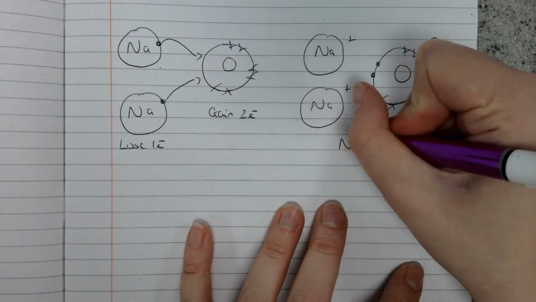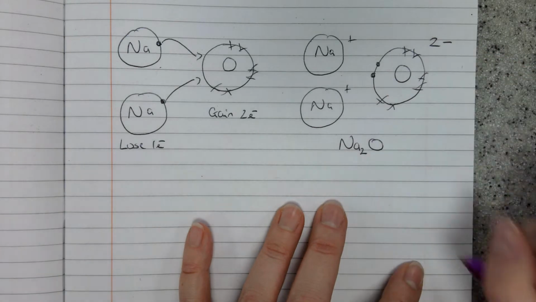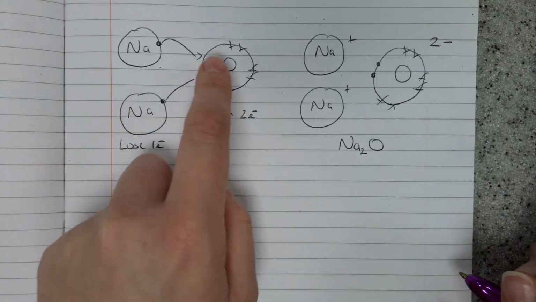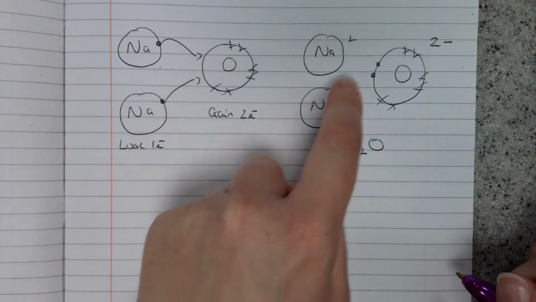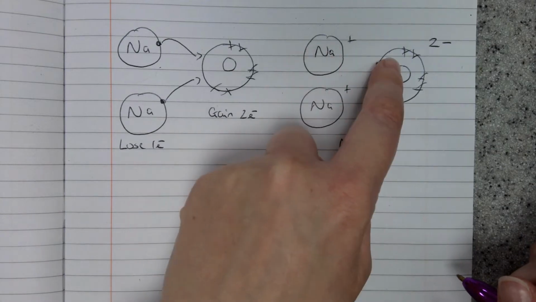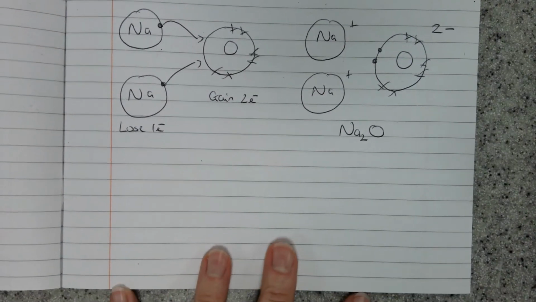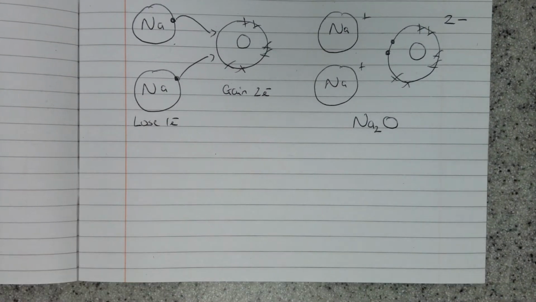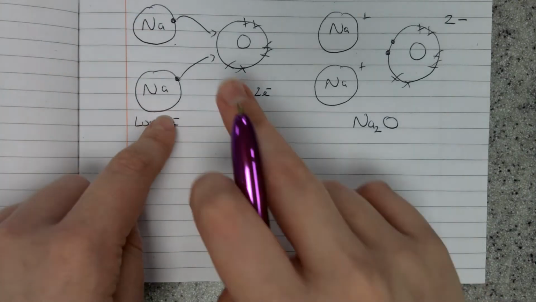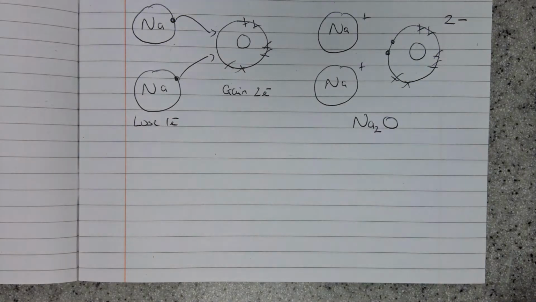Oxygen gains 2 and has a 2 negative charge. But my formula is going to be Na2O. That tells me when sodium reacts with oxygen, I need 2 sodiums for every 1 oxygen so that everything ends up with a full outer shell. Rather than drawing out these dot and cross diagrams, which take up a little bit of time to work out how many metals and non-metals are needed, you can just use the charges on the ions because they form the same charges every single time.